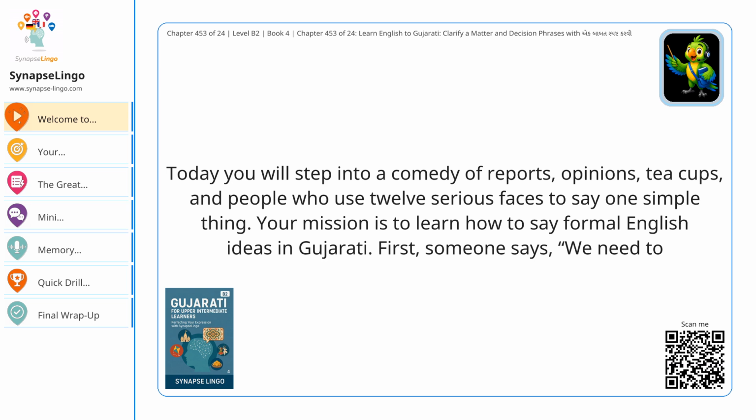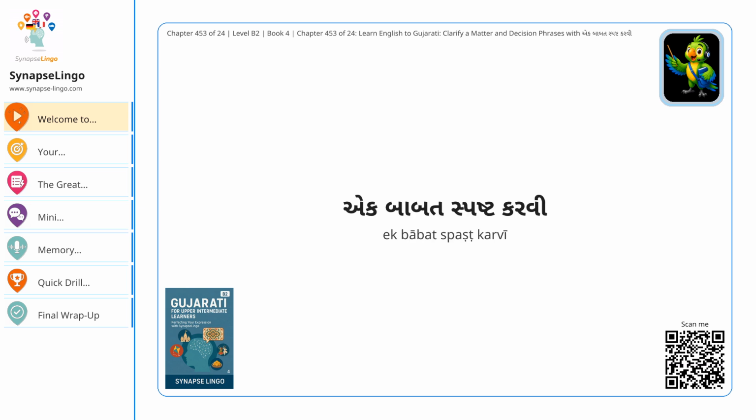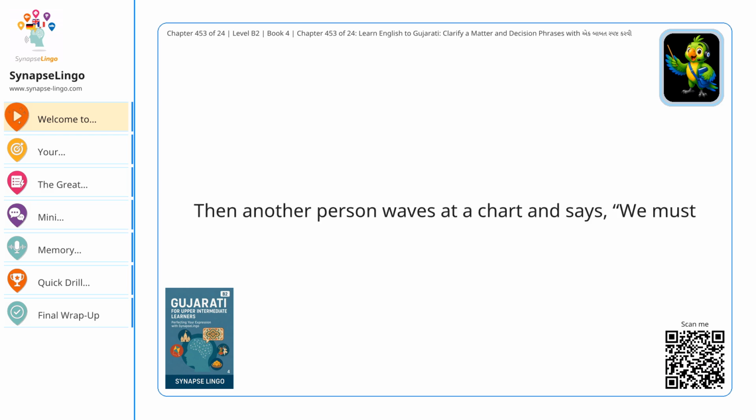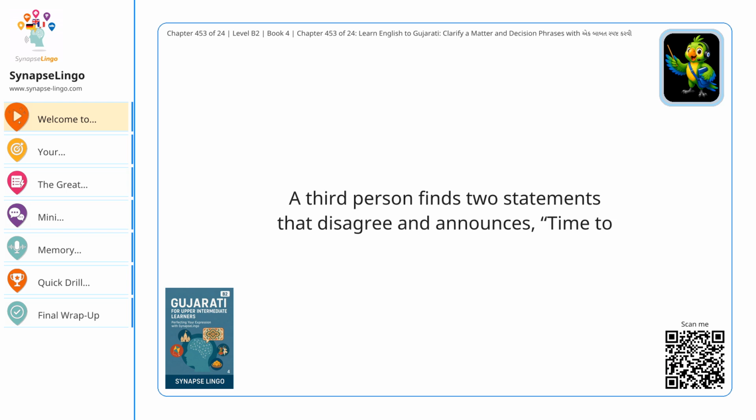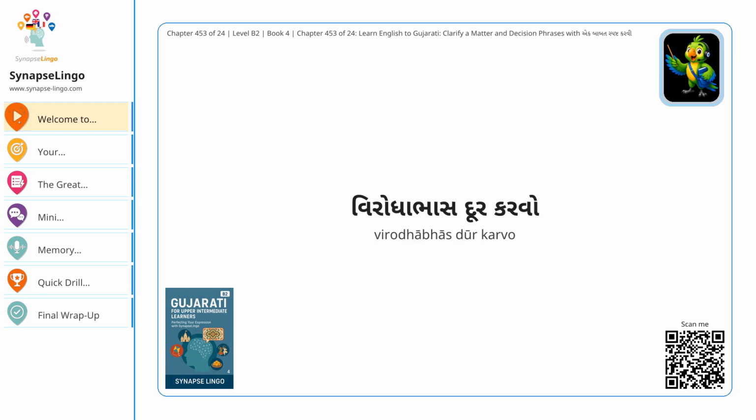Your mission is to learn how to say formal English ideas in Gujarati. First, someone says, we need to, એક બાબત સ્પષ્ટ કરવી. That means, clarify a matter. Then another person waves at a chart and says, we must, જોડાણ સ્થાપિત કરવું, between these ideas. A third person finds two statements that disagree and announces, time to, વિરોધાભાસ દૂર કરવો.